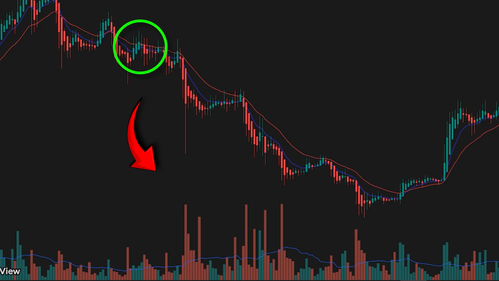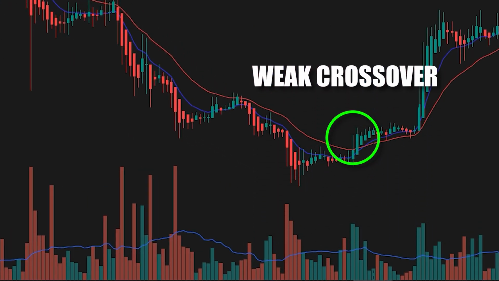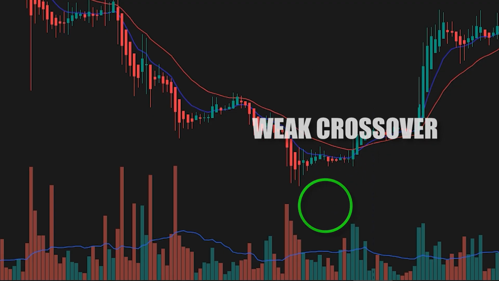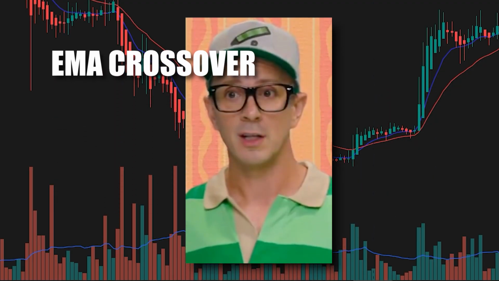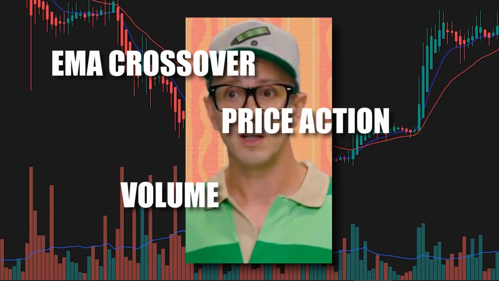Pay attention to volume when the EMAs cross. A crossover accompanied by rising volume confirms that the move is supported by strong market participation. If volume is low or dropping, it could mean the crossover is weak or a false signal, so it's better to wait. Steve waits for the EMA crossover plus confirmation from price action and volume before entering a trade.